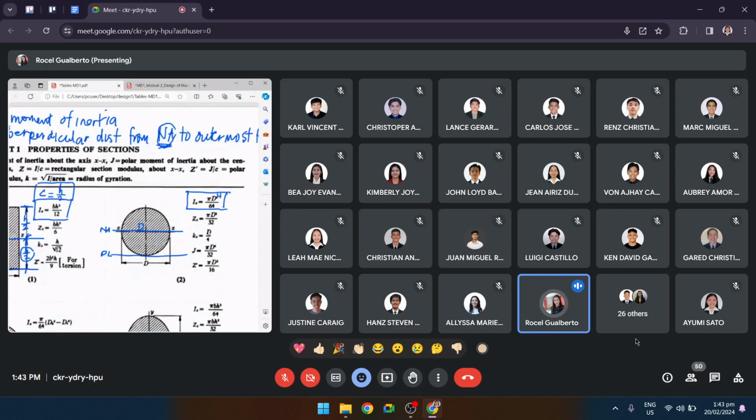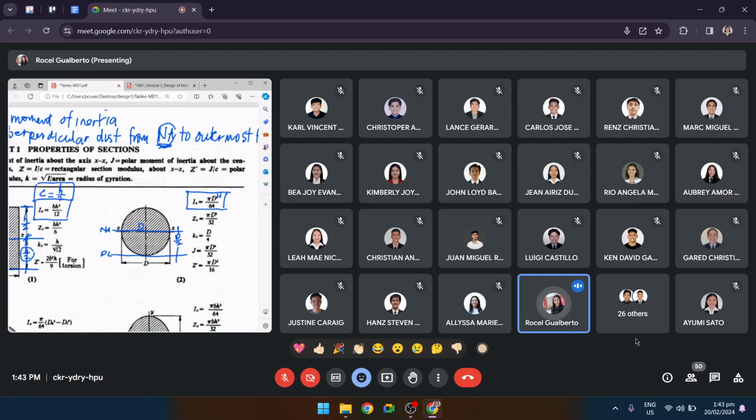Okay, at what distance is it from the datum line? What distance? Jared? Radius po. Yes, Hans. Radius po. Okay, that would be equal to the radius. So the radius would be d over 2. Okay, so this is d over 2.